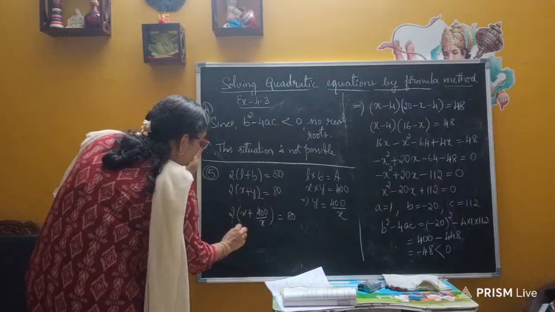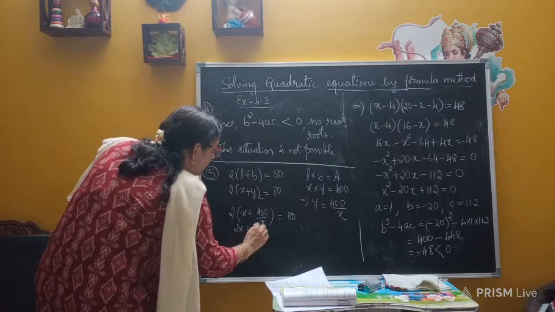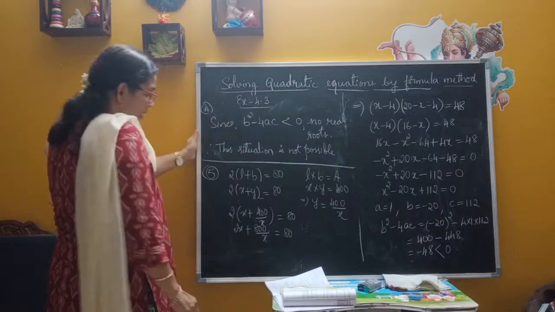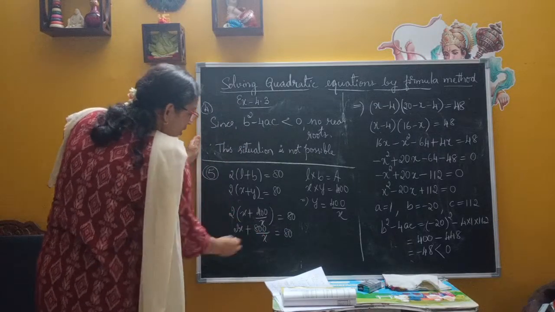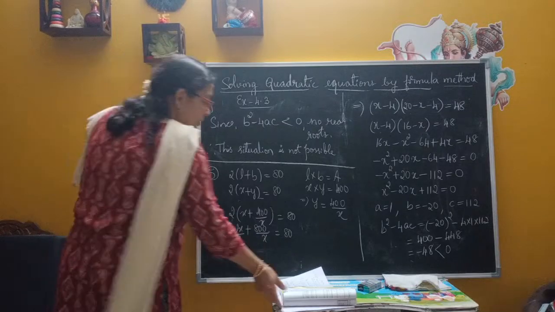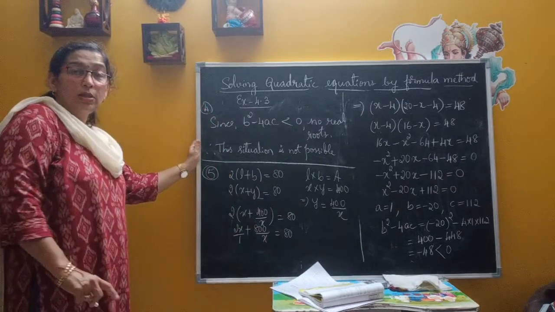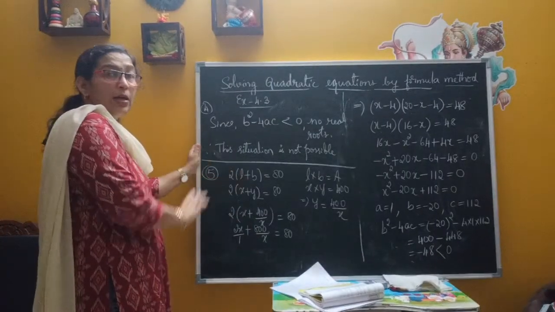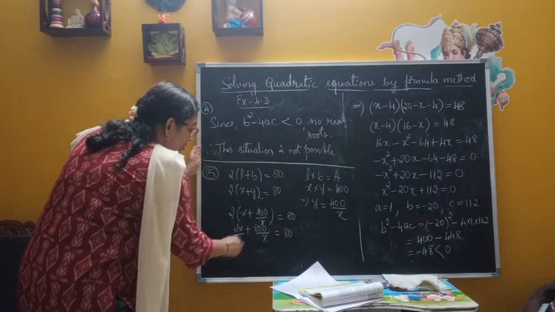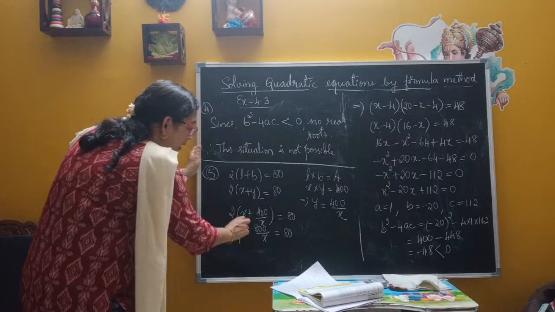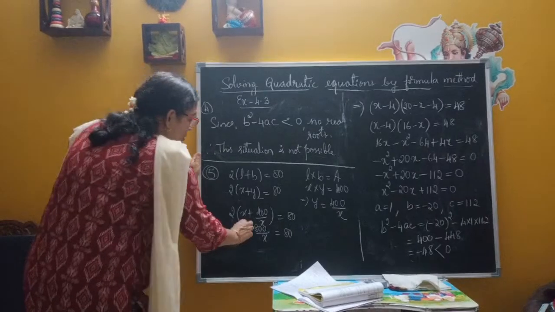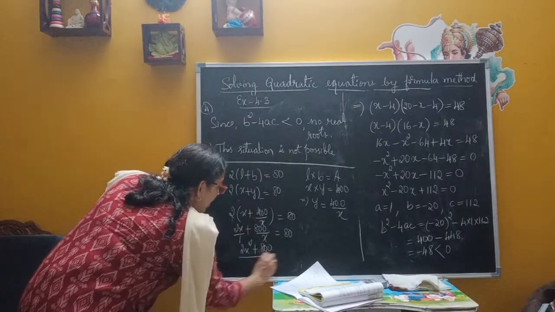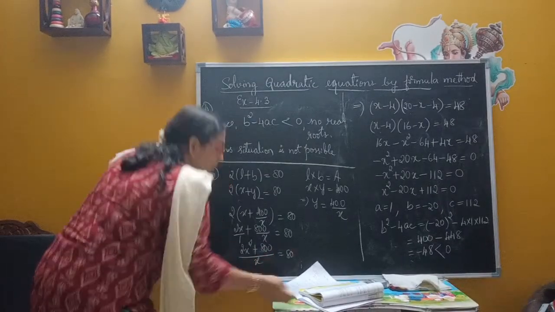Simplify. 2x plus 400 into 2, what do we get? 800. 800 by x is equal to 80. Here 2x means 2x by 1. So 2x, what is the LCM? I told you in algebra, when we have algebraic terms or variables, their product itself is the LCM. So 1 into x is the LCM. We have to multiply x for both numerator and denominator. So 2x into x, what do we get? 2x square plus 800 by x is equal to 80.